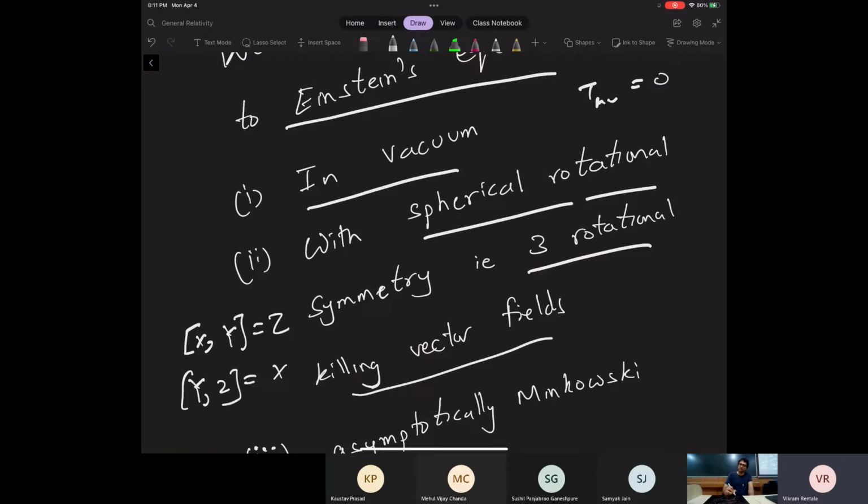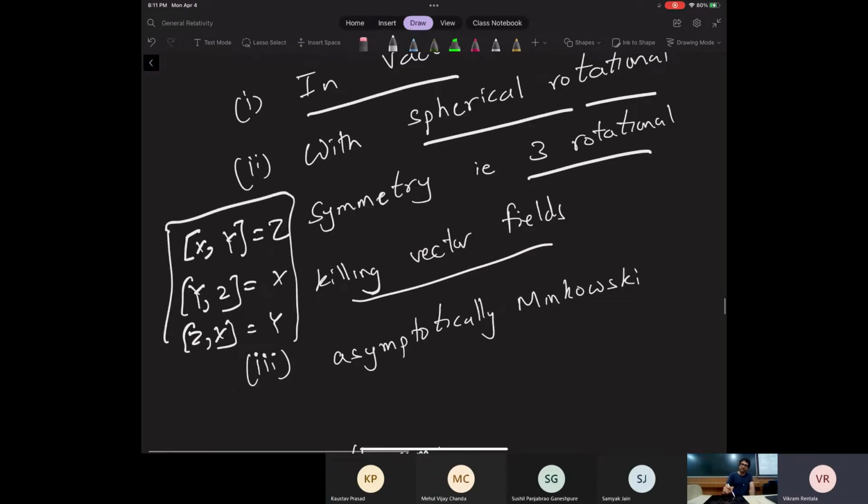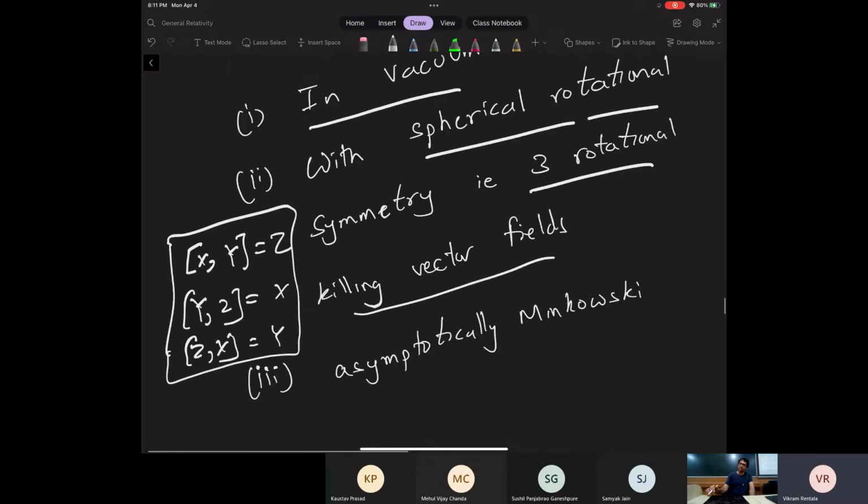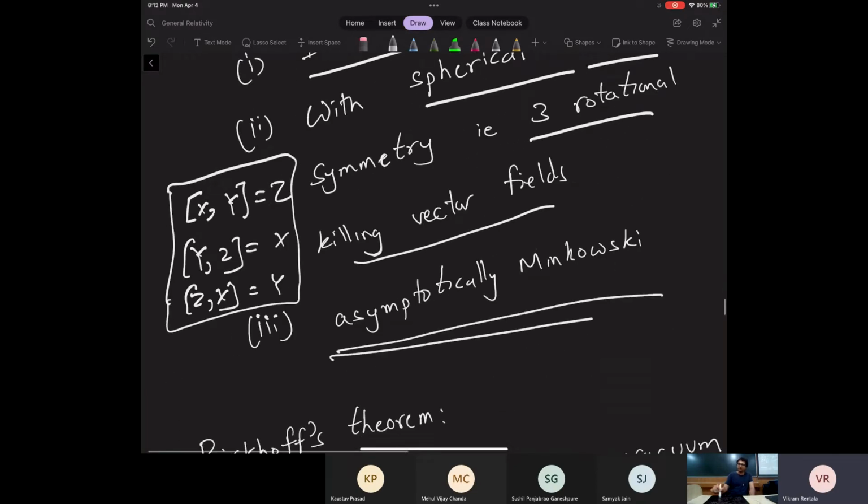Yz is equal to x, zx is equal to y. So all we're saying is that there must be three Killing vector fields. This is a basis independent statement that there are three Killing vector fields that satisfy this property. We're solving on a 3+1D manifold, and asymptotically, our spacetime is Minkowski. These are the three requirements that we're making on our solution.